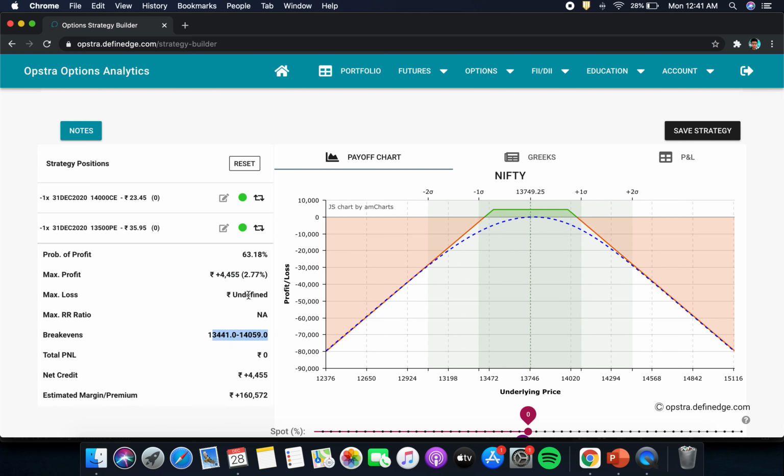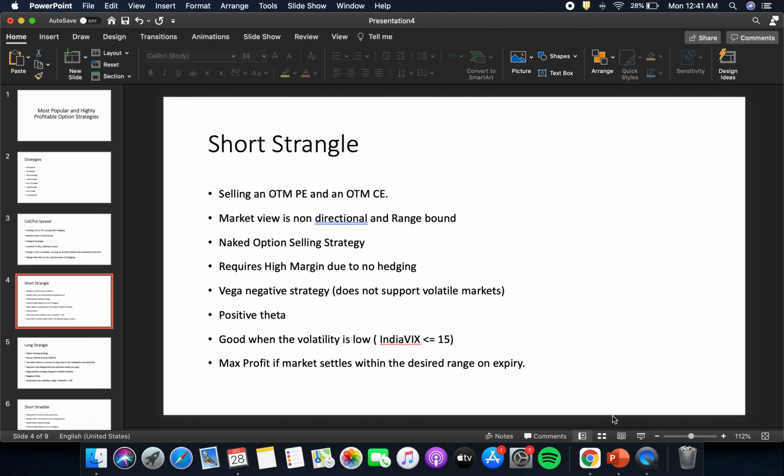But again, you can see that your losses are undefined. That is, you can suffer an unlimited loss if the market starts going against you. So basically, this is a range bound strategy, and it's a non-directional strategy. We don't really care where the market goes as long as it stays within this particular range. So this was about short strangle.